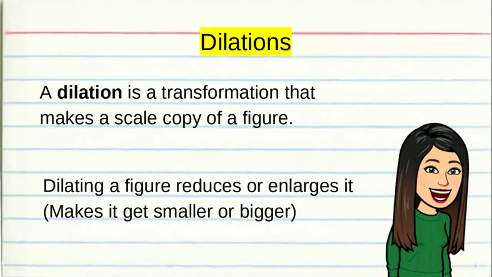So to begin, again, we've talked about this. A dilation is that transformation that makes a scale copy of a figure, which either reduces it by making it smaller or enlarges it by making it bigger.